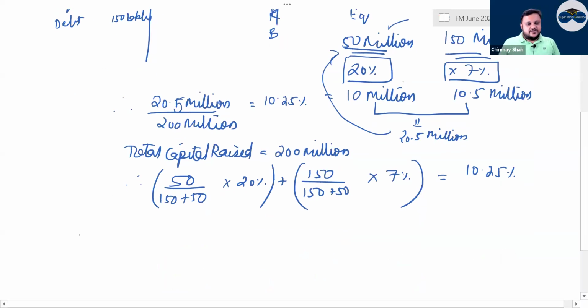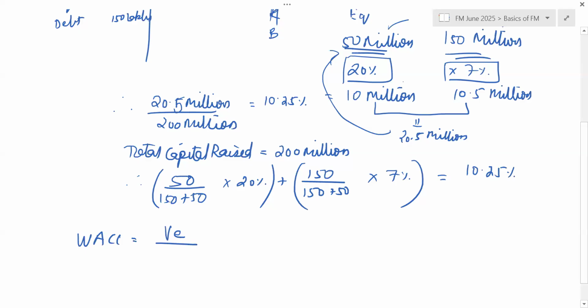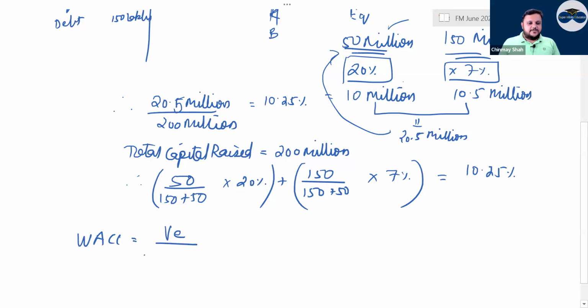Have a look. So can I say, WACC formula, 50 is what? Weight of equity or weight of debt? Equity, sir. So weight of equity divided by 150 is what? Or I could say weight of equity plus weight of debt. VE divided by VE plus VD.